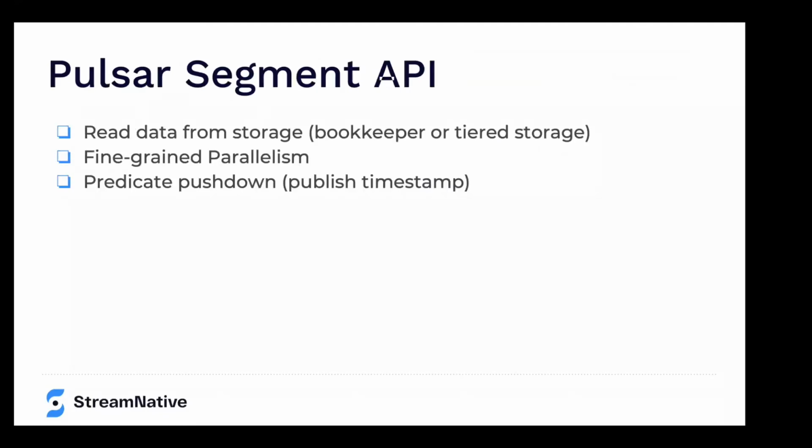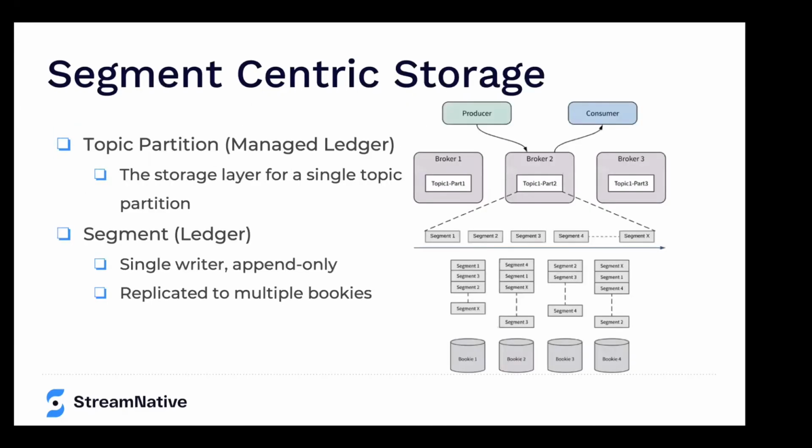After we discuss the messaging API, we also have a layer of segment APIs, with which we can read data directly from the storage by bypassing the brokers. The storage will usually be BookKeeper or tiered storage. This segment API provides very fine-grained parallelism, and also supports predicate pushdown on publish timestamps to further accelerate performance.